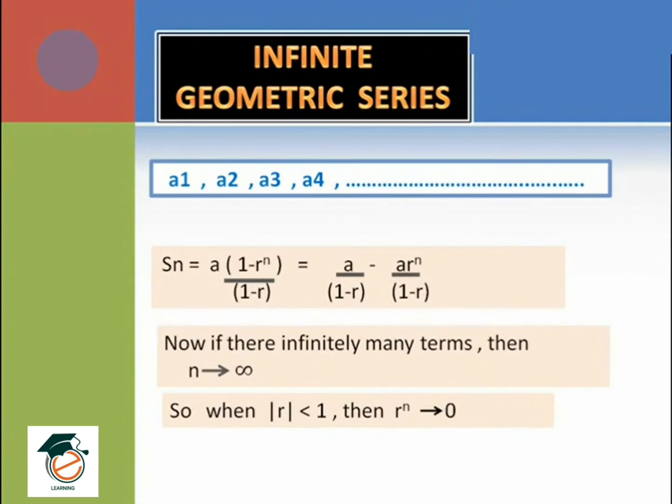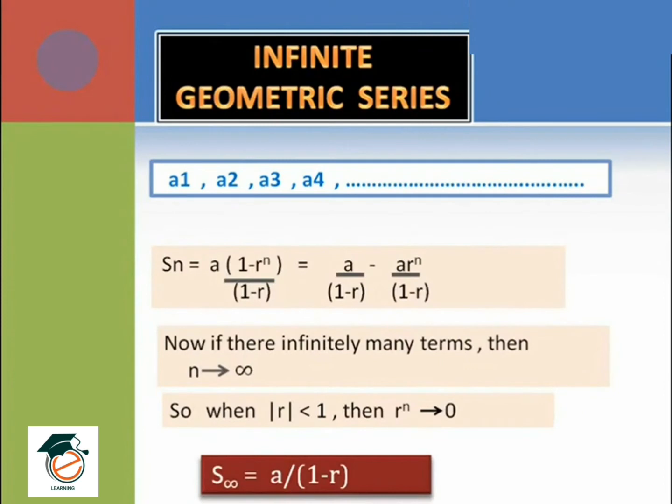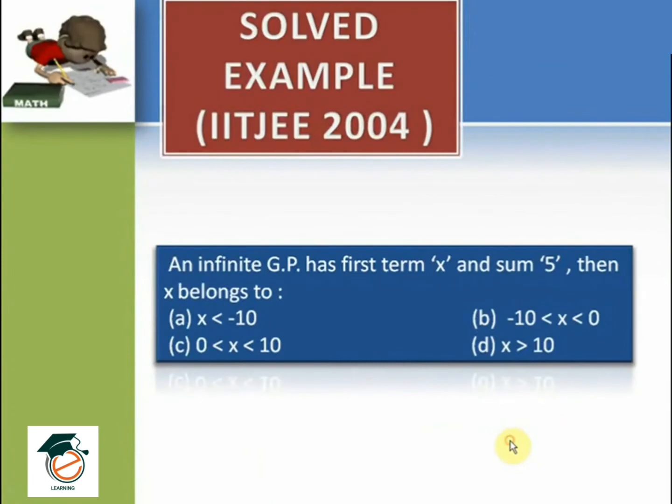Now when n tends to infinity, this term would tend to be 0, and so what we get is the formula of S of infinity, that is the sum of infinite geometric series, is equal to a divided by 1 minus r. Here a is the first term and r is a common ratio. The important point to note is that modulus of r should be less than 1, that is r should lie between minus 1 and 1. Its value should not exceed 1, otherwise we cannot use this formula. So the sum of infinite geometric series is equal to a divided by 1 minus r.